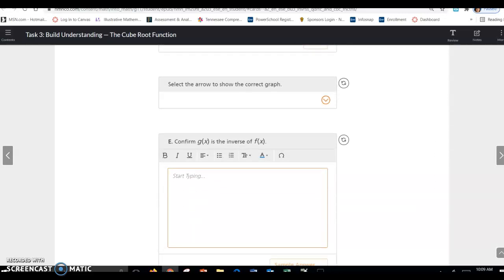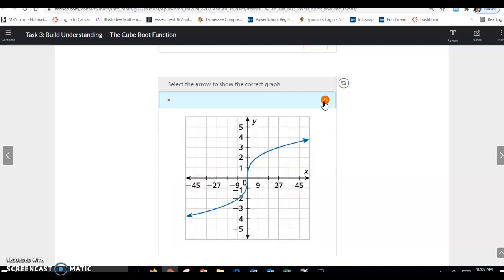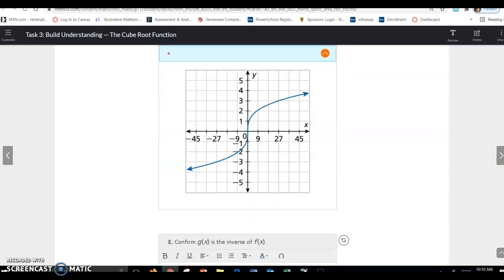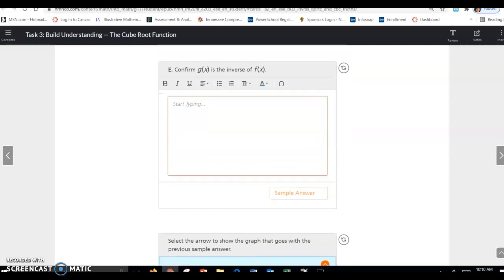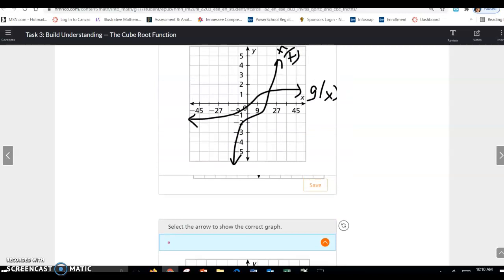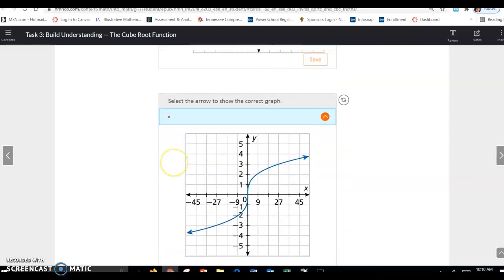All right, select the arrow to show the correct graph. So this one goes through sideways. This one is the g of x. I also graphed f of x went up and down. Theirs looks much better than mine. All right, confirm that g of x is the inverse of f of x. Well, I did that by saying that if you have a line that goes through here, it would be the reflection over the y equals x.